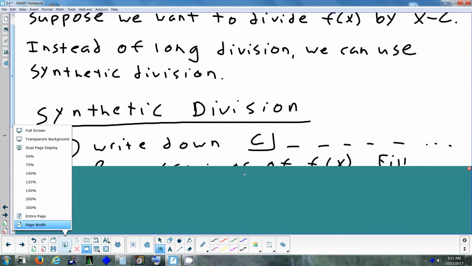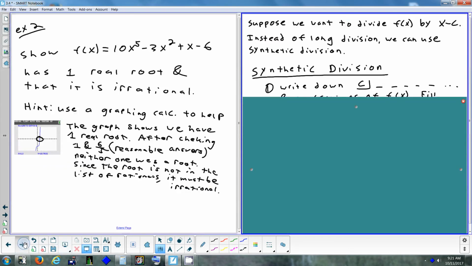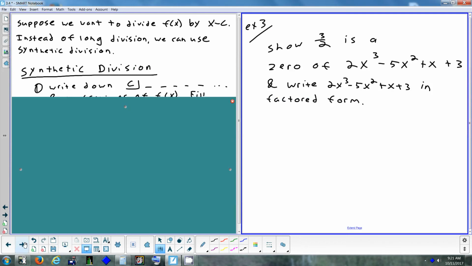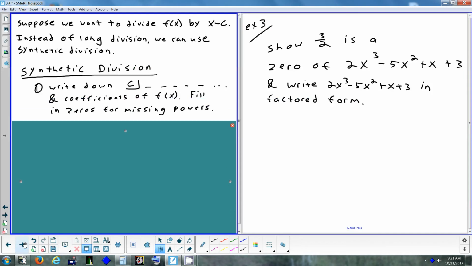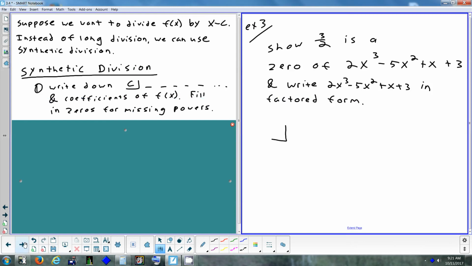All right, so like we did yesterday, I'll do a problem as we're going through the steps. First thing is write down all the coefficients of f of x, and fill in zeros for any powers that you're missing.